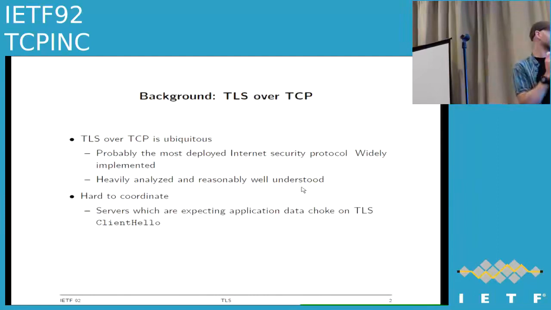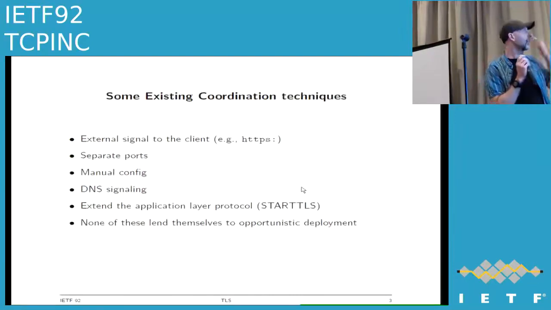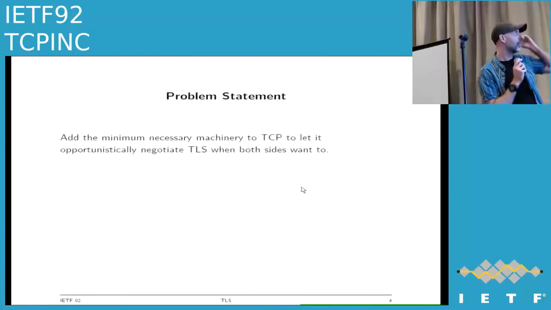Next slide. So we have this array of existing techniques, none of which lend themselves well to any kind of opportunistic deployment because they basically require either crappy performance or manual configuration or some other stuff. So I think the idea about having a signal in the TCP metadata as an out-of-band signal to the application is a great idea. Next slide. And so trying to turn that around, what I ask is, what's the minimum necessary thing to do to let you use TLS with TCP opportunistically without having to screw up the endpoint applications?